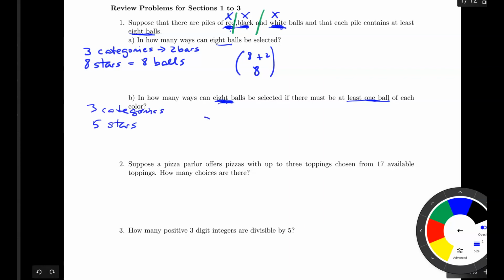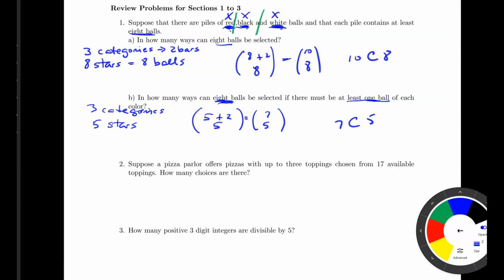So that means I'm going to have 5 plus the 2 bars, or the 3 categories. Whoops, don't need a fraction bar there. And I'm choosing 5 out of that. So that's 7 choose 5. And this is a great way to leave your answers: 10 choose 8, or 7 choose 5, like that, right? Okay.